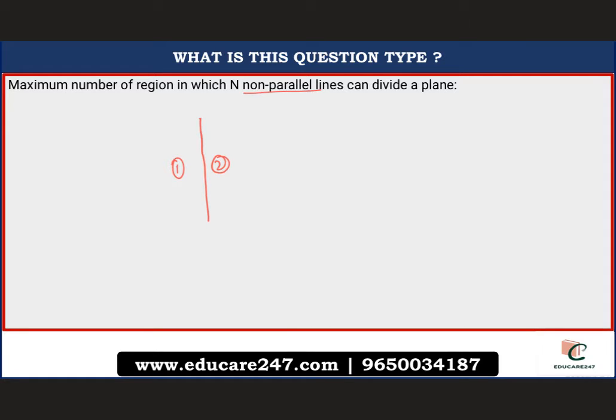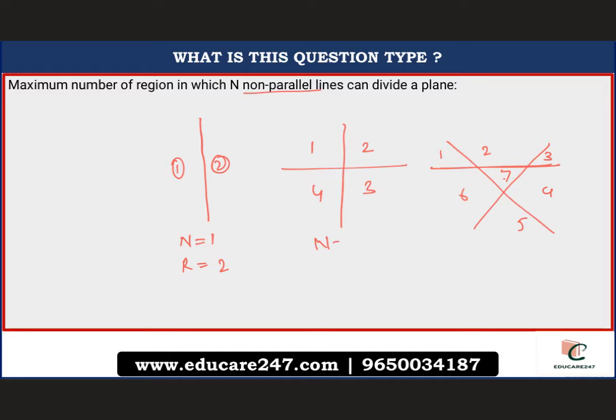If I use two lines, it is dividing this plane into 4 regions. Suppose I use 3 lines. These lines will be placed such that maximum regions are formed. This is the way you'll have maximum regions. How many are there? 1, 2, 3, 4, 5, 6 and 7. So for n equals 1, the number of regions formed is 2. For n equals 2, the number of regions formed is 4. And for n equals 3, that is 3 lines, the maximum regions formed are 7. I just wanted you to understand this.